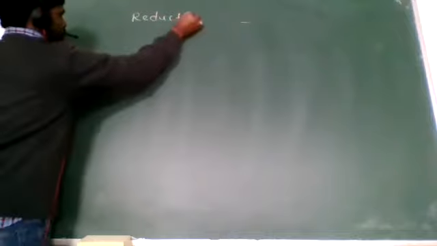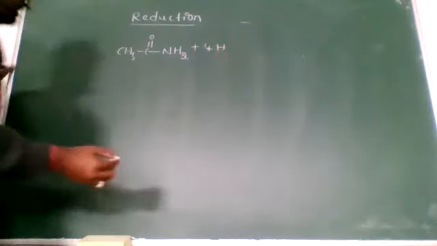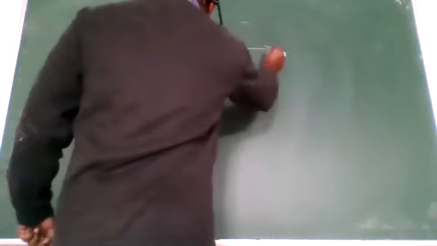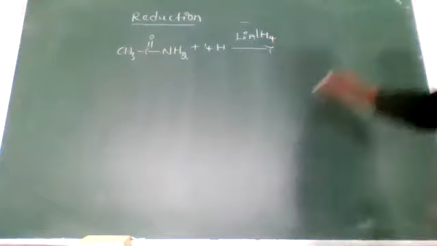Right. Next one, preparation of amine by the reduction of amides. For example, I take the amide. This is the amide. When in the presence of lithium aluminum hydride, these amides are converted to the primary amines.